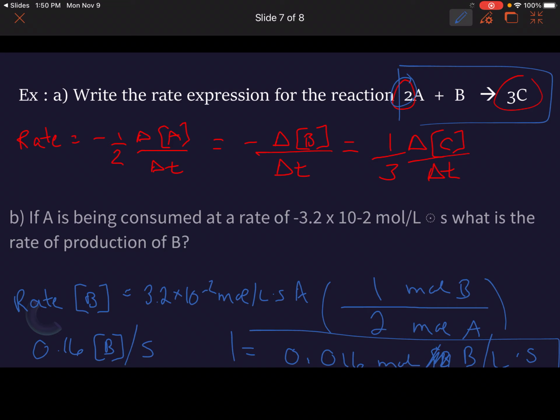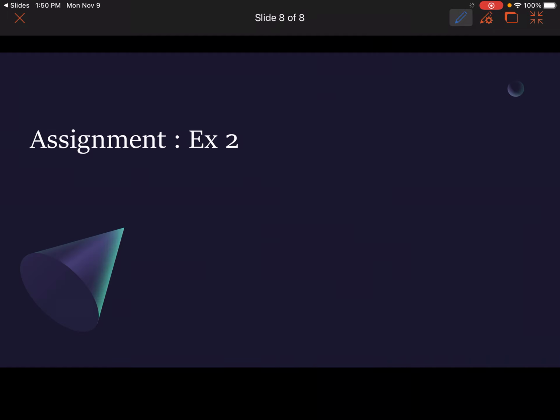These are pretty much the same thing over and over again. You're just looking at the balanced equation and using that information, multiplying by the mole ratio. So you can go ahead and try exercise 2. You have the answer key. It's already posted for you. So you can take a look at that and make sure you're asking questions if you have them.